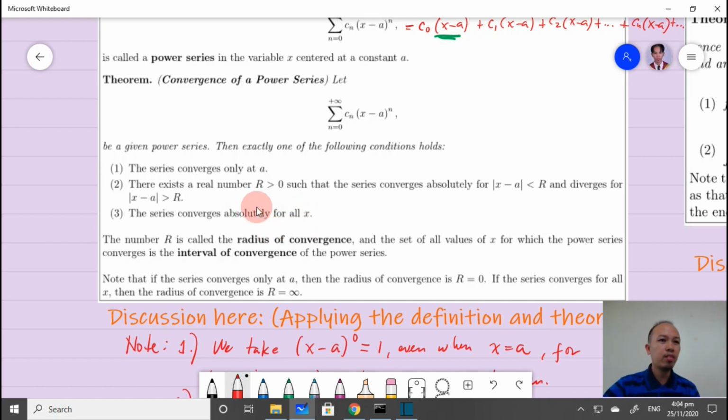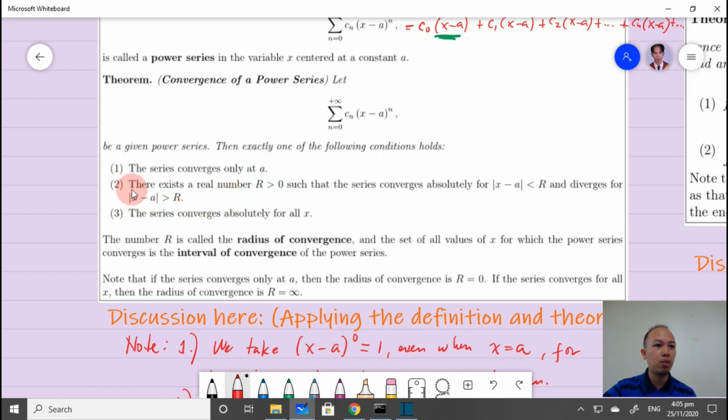Okay, and this R here is what we call the radius of convergence, and this interval is what we call the interval of convergence. So for case 1, if the domain is a singleton set, then the radius is 0. For case 3, if the series converges absolutely for all x, then the radius of convergence is infinity. Otherwise, there is a particular number.